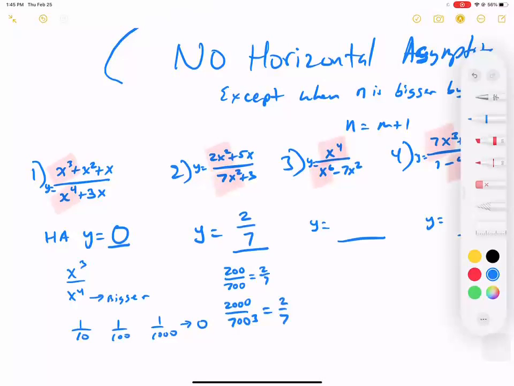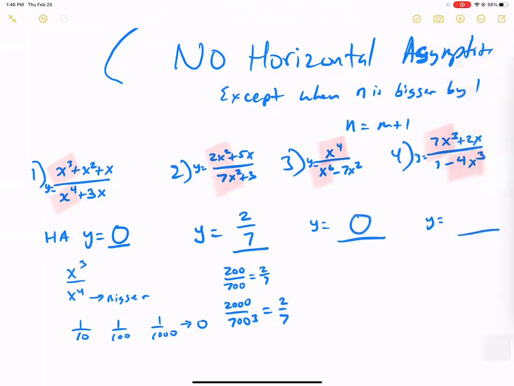Look at number 3. Is the top bigger or the bottom bigger? 4x squared on top and, no, x to the 4th power on top and x to the 6th power on the bottom. The bottom is bigger, so we know this is automatically going to go to 0.